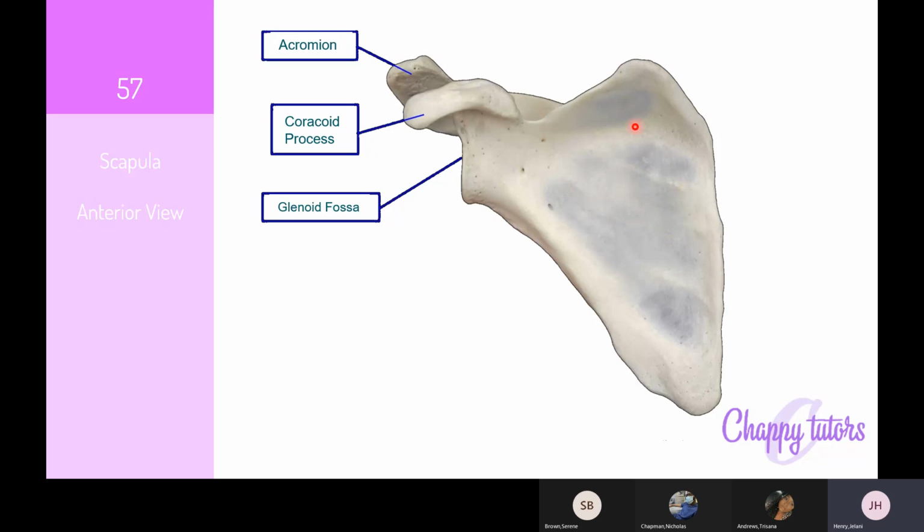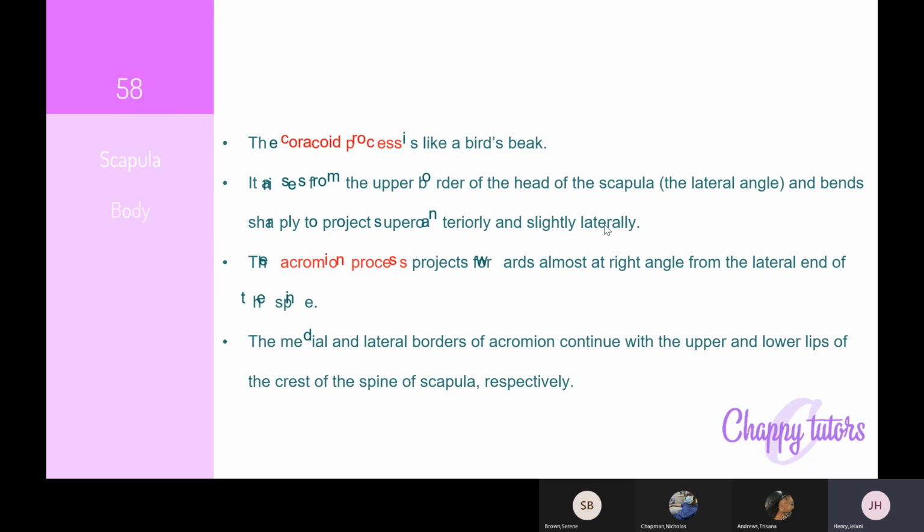Right, so this view that we're looking at here, this is an actual scapula, and this view is the anterior view or costal view, right? Here are two of the processes. Here you have the coracoid process that you could properly see from the anterior view, and the acromion process is on the posterior, right? But this is the costal surface, right?